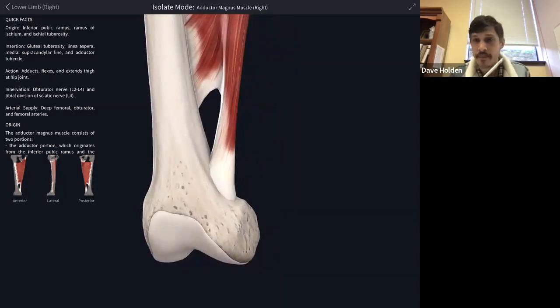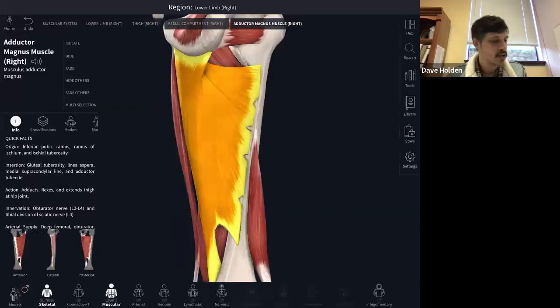Specifically, there's a little tiny bump that sits there. It's called the adductor tubercle. The adductor tubercle. That is another one of its insertion points.